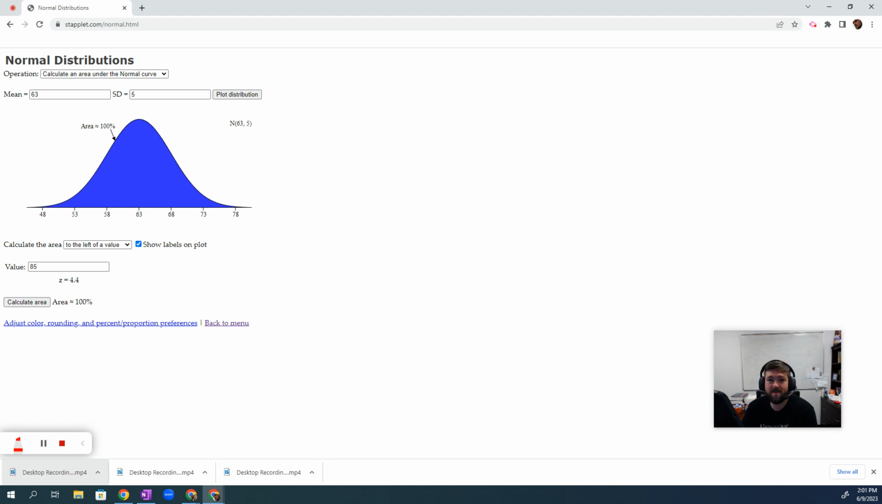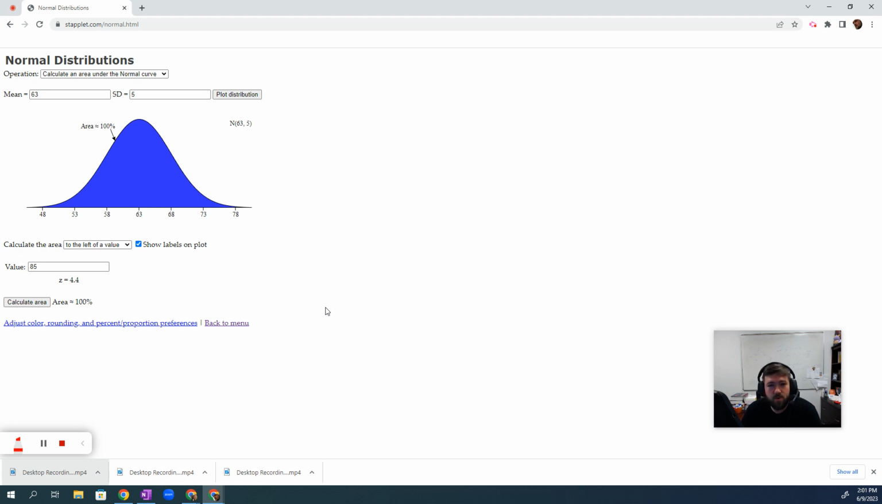Because the mean was 63 and the standard deviation is 5, most of the data is clustered below 85. Now, we've said before that a probability of 1, or a 100% probability, means absolutely certain. This is where it's a little bit fuzzy here. When we're talking about area under the curve, we're doing an approximation of a probability, right?